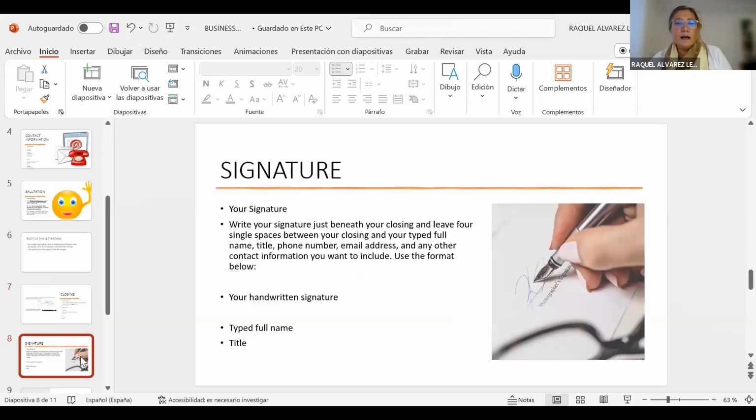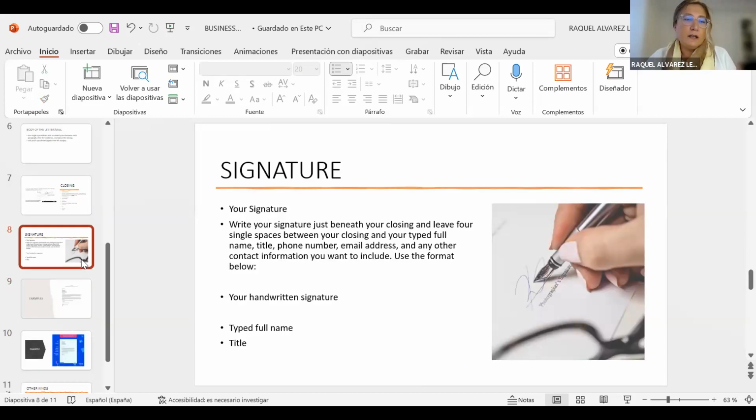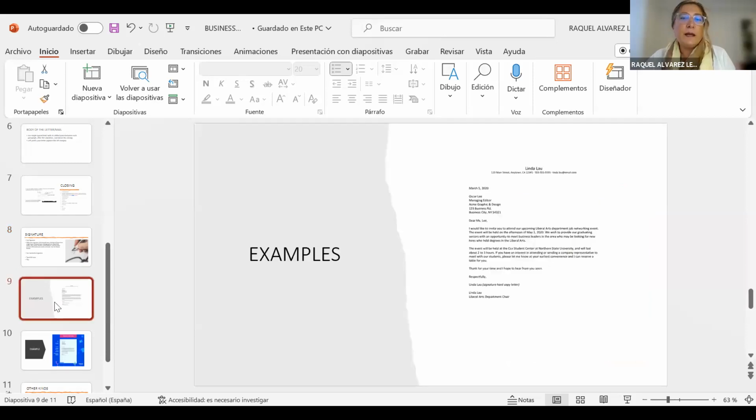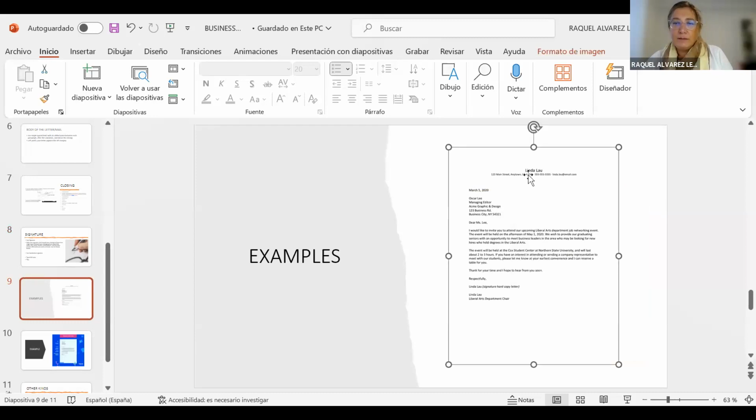And at the time of doing your signature, es tu firma. Usually you should do a handwritten signature. Well, right now we have the electronic signature, which is the same, and you should type your full name with your two surnames and the title. When I say title, I'm saying your position in the company, okay?